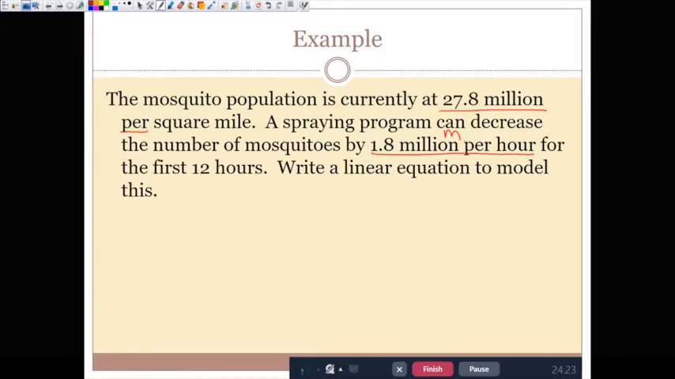For the first 12 hours. Write a linear equation to model this. So I start off currently with 27.8 million. When we're graphing an equation, where do we start by graphing first? Our b, right? Our y-intercept. So this is going to be my b. So my m is 1.8 and we're trying to decrease, so it's a negative 1.8. My b is 27.8. So my equation then would be y equals negative 1.8x plus 27.8.